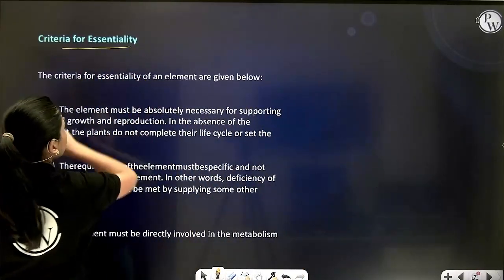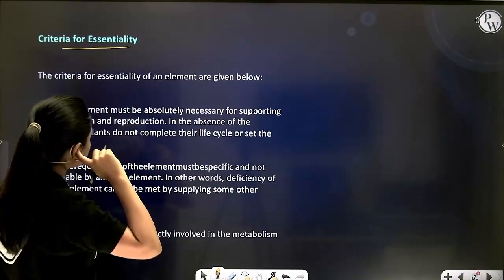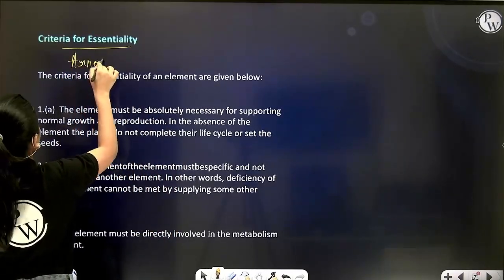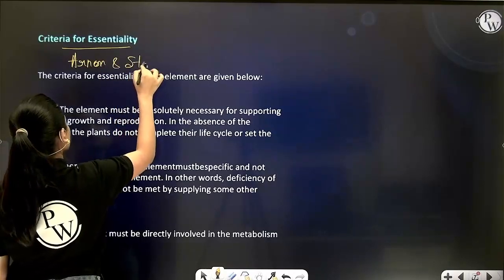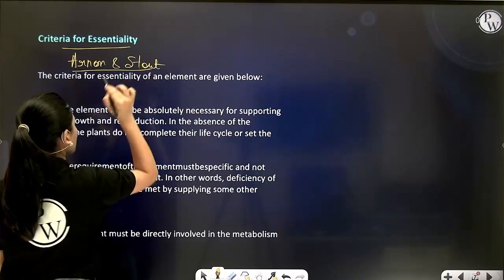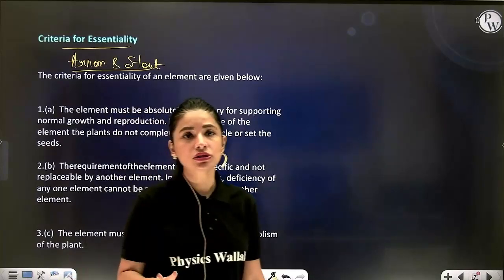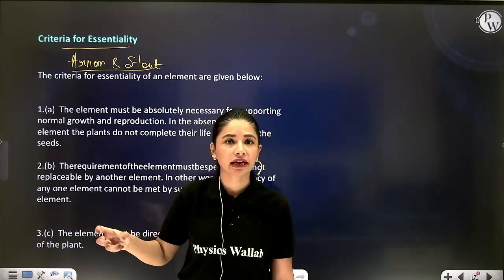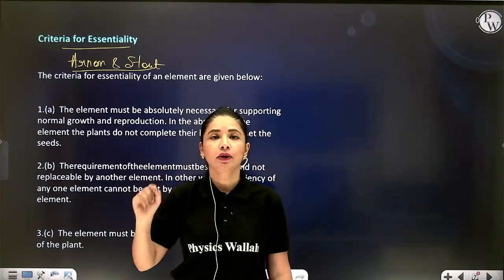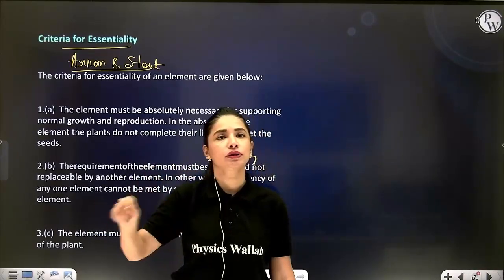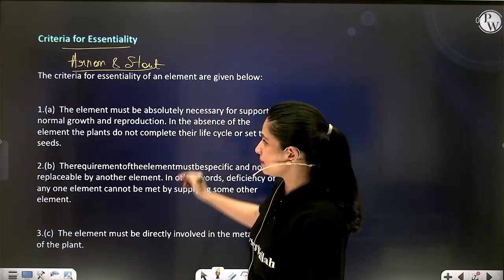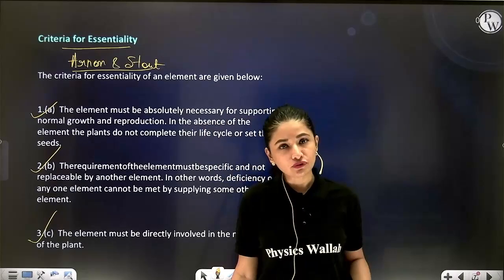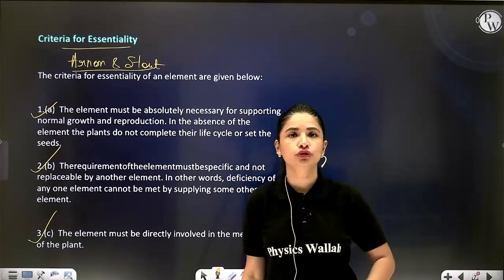There were two people called Arnon and Stout who established it, the name is not written, let me write. So Arnon and Stout are the two scientists who tried to explain the criteria for essentiality, that is, how you can tell which element is essential and which is not. So there are about 3 to 4 criteria on the basis of which you have to judge.